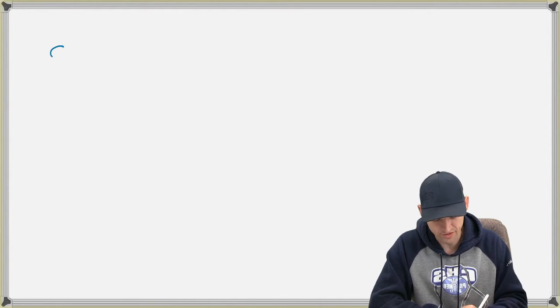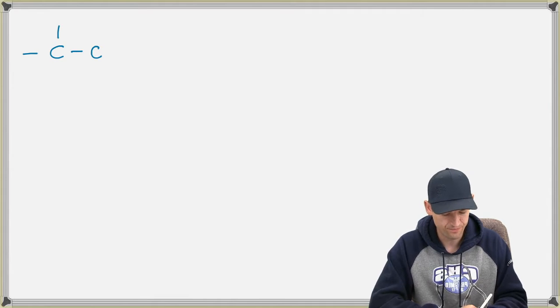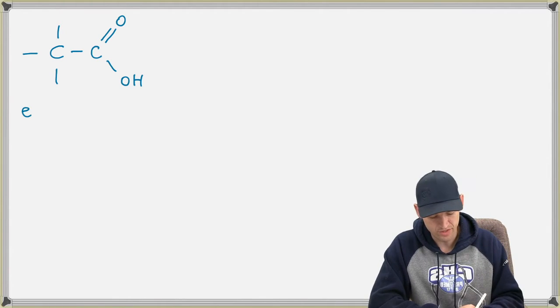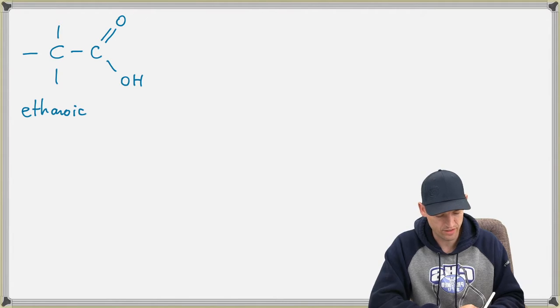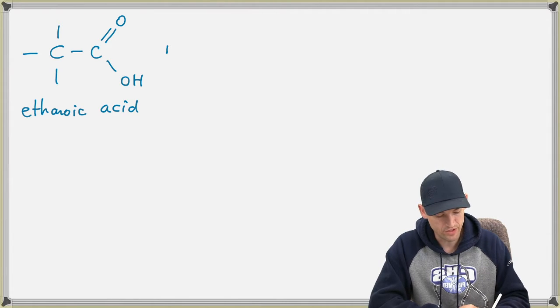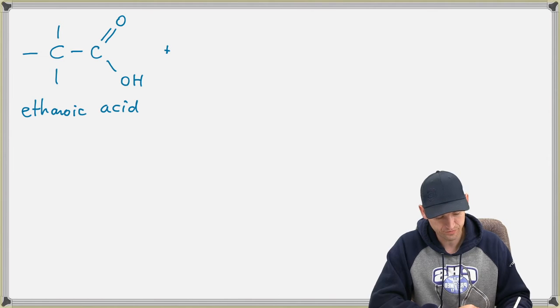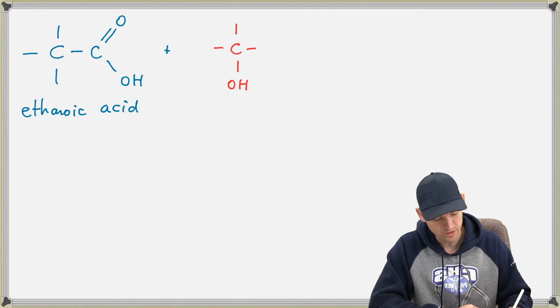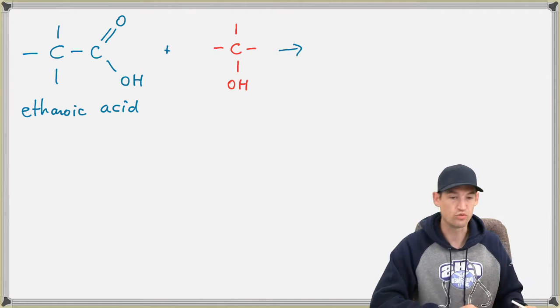So let's show an example here. Let's say you start with ethanoic acid. So we have a molecule here, 2 carbons with a carboxylic acid group. So we'll name that ethanoic acid. And let's react that with an alcohol. Let's say, keep things simple here, methanol. Alright, so there's our reaction, those two combining.